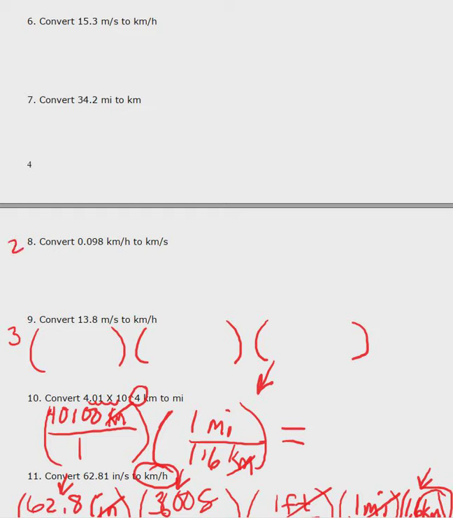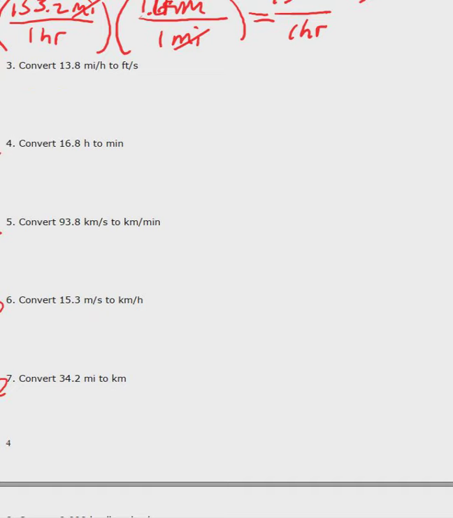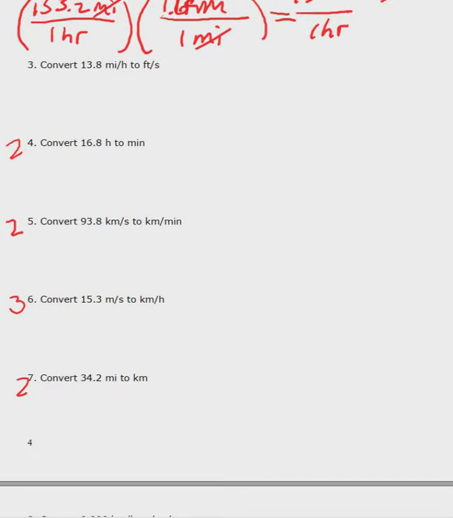This one is going to need 2 sets of parentheses, and meters to kilometers. This is going to require 3 sets of parentheses. This is going to require 2, but your conversions are going to be seconds to minutes. And this is going to require 2, and this is going to require 3.